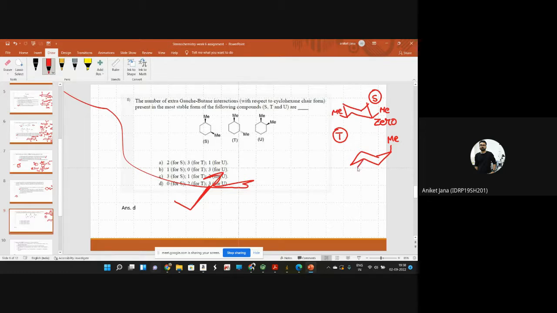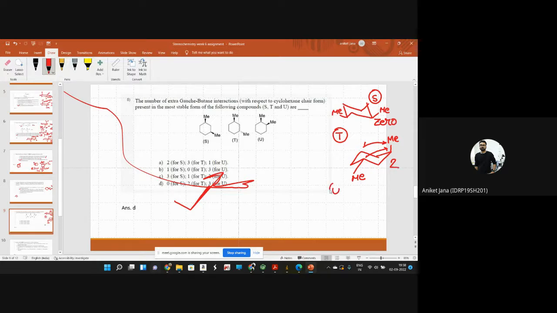So one is axial and one is equatorial. So how many interactions are there? There are 2 interactions. Okay, 2 gauche butane interactions are there.